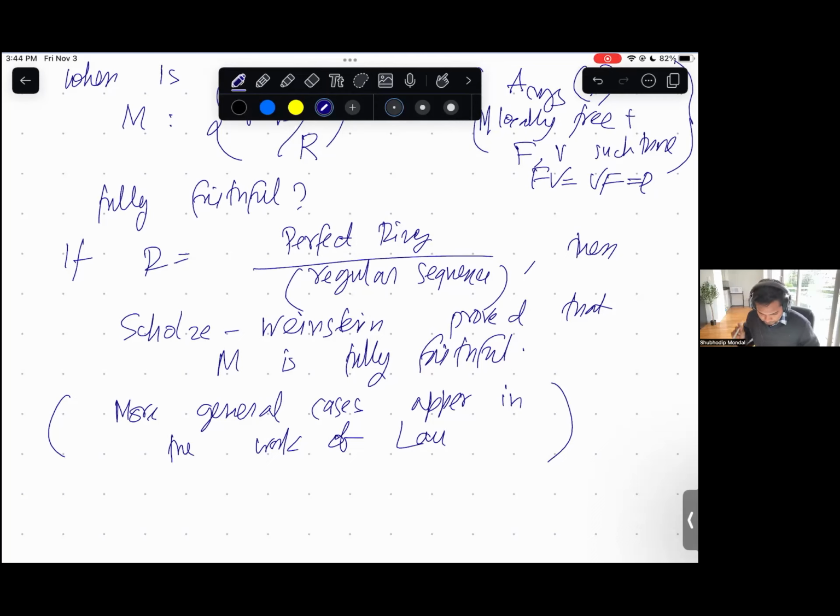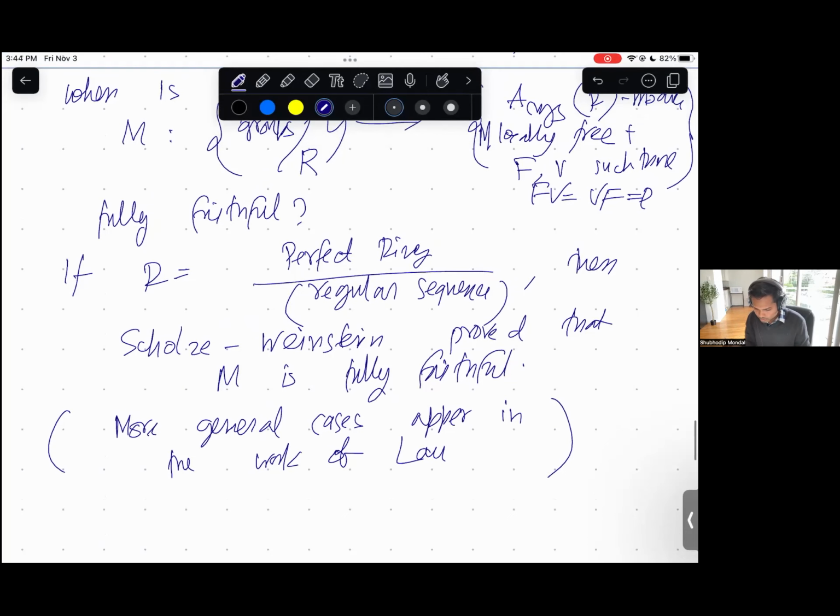I guess to add more to this, in this case, when R is a perfect ring quotient by a regular sequence, then this A_crys(R) also happens to be p-torsion free. And so I think maybe there are two approaches one can take when trying to generalize this. One is maybe to replace A_crys by the derived version, to work with derived crystalline cohomology.